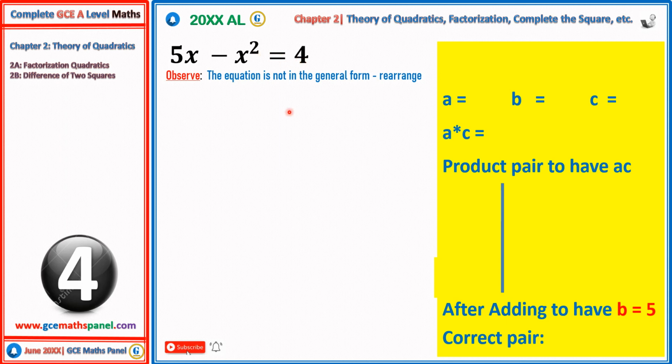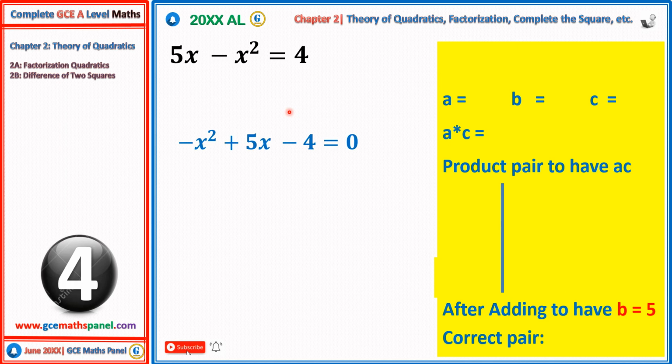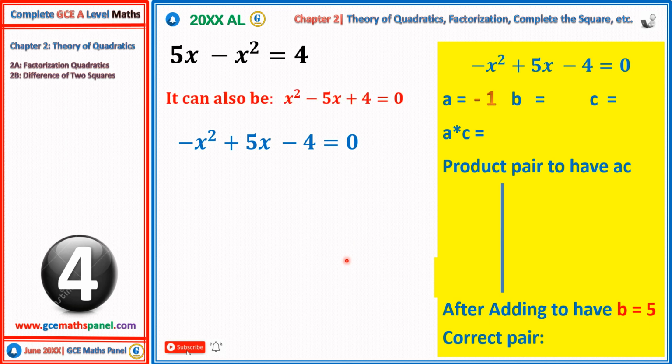So I first of all have to write it in the general form. So in the general form, you have minus x squared plus 5x minus 4 equals 0. Now we can clearly see the values of a, b, and c to be equal to minus 1, plus 5, and minus 4. This one can equally be written like this.